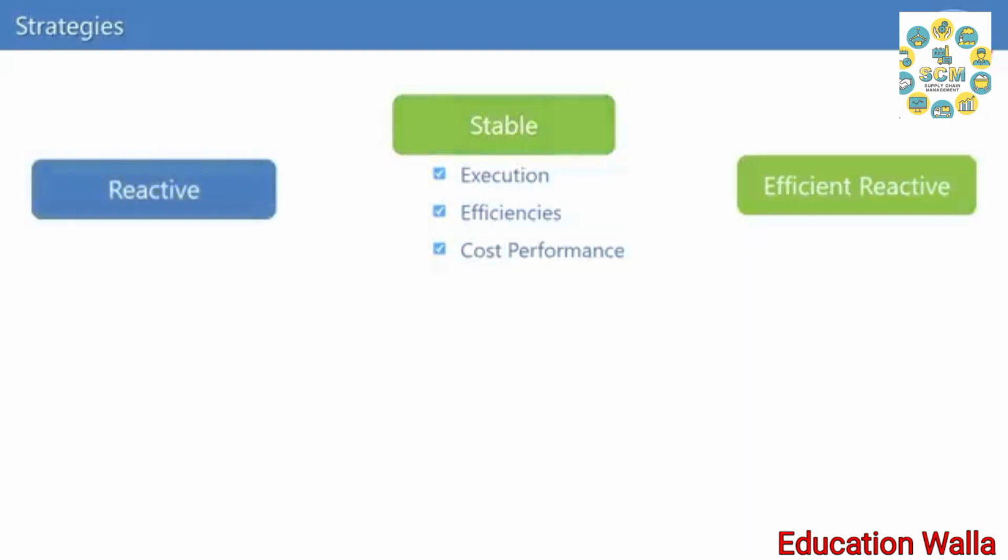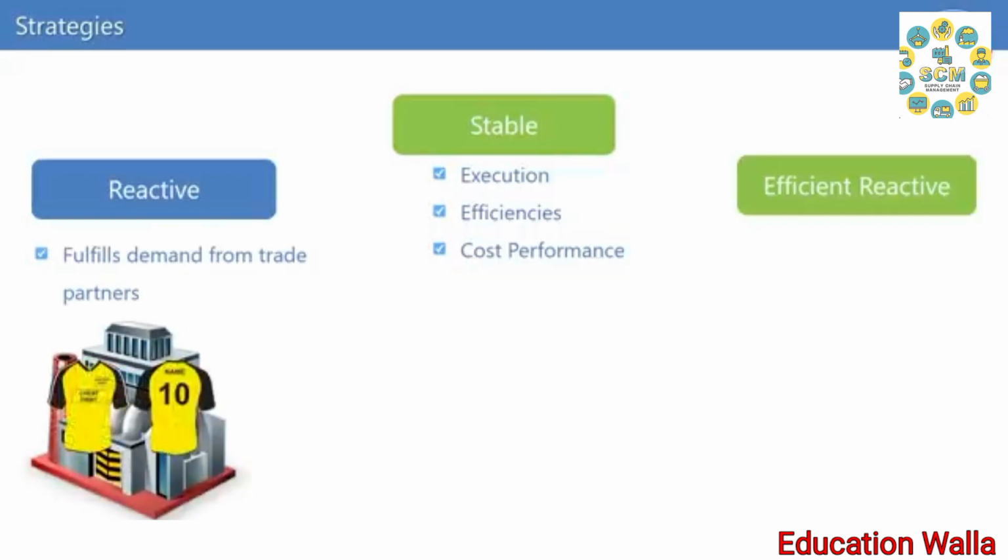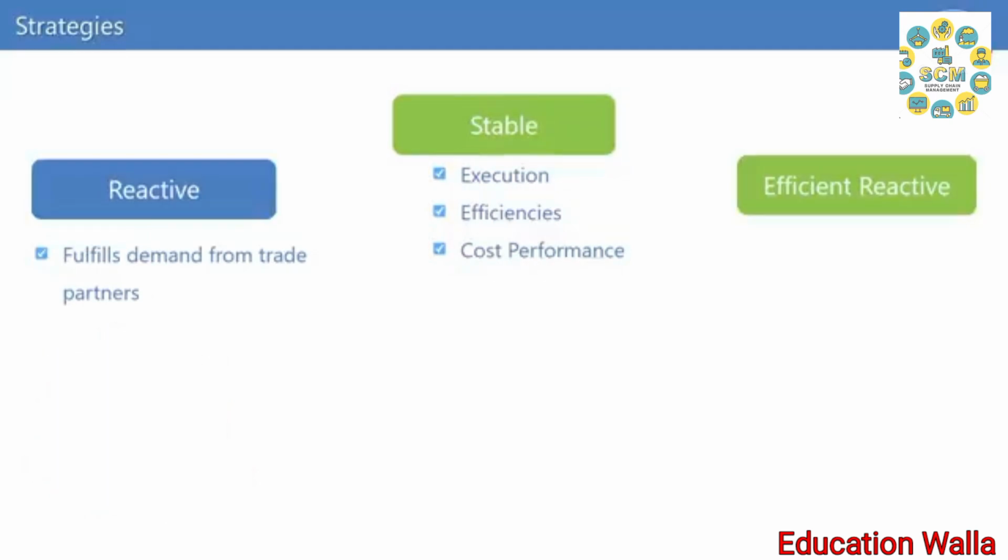Reactive supply chain strategy works well when the chain acts to fulfill demand from trade partners. For example, a manufacturer of sports team apparel for fans. When a team makes it to the next round, more products are needed. However, for the losing team, demand virtually disappears.